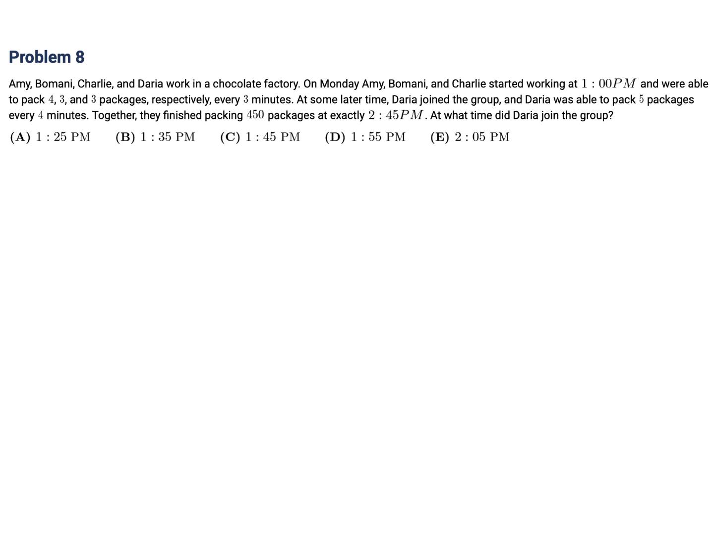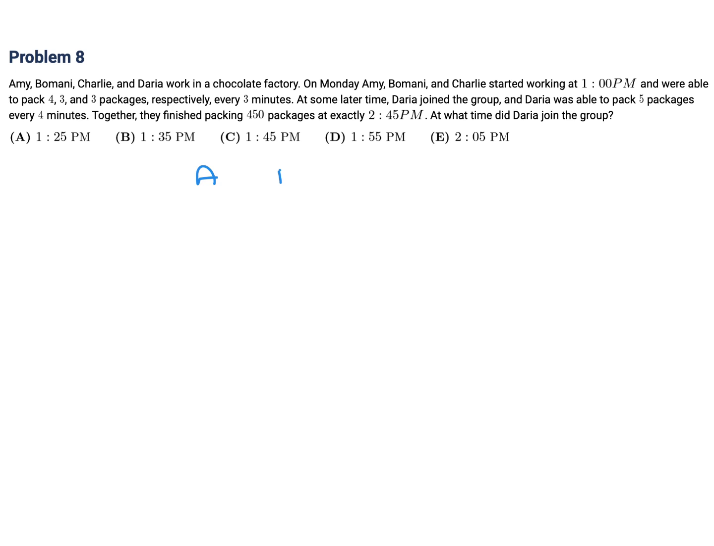Amy, Bomani, Charlie, and Daria work in a chocolate factory. On Monday, Amy, Bomani, and Charlie started working at 1 p.m. and were able to pack 4, 3, and 3 packages, respectively. Every 3 minutes. At some time later, Daria joined the group, and Daria was able to pack 5 packages every 4 minutes. Together, they finished packing 450 packages at exactly 2:45 p.m. At what time did Daria join the group?